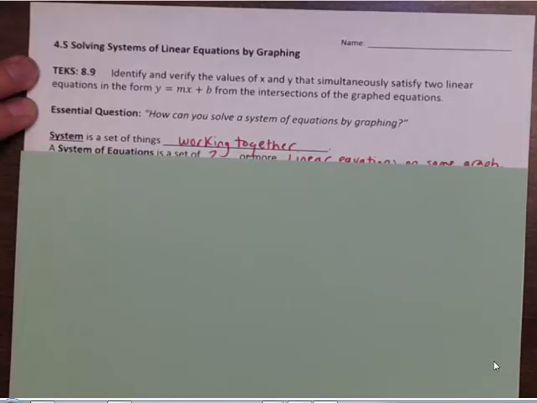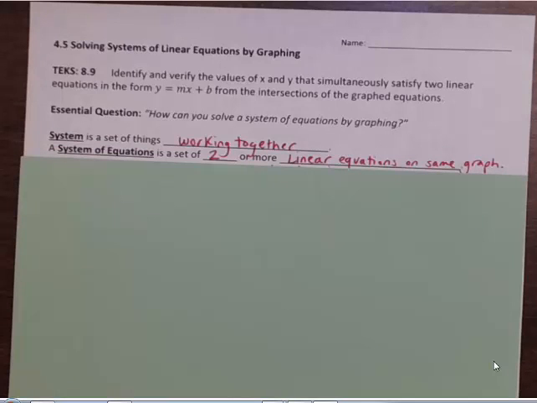So the definition of a system of equations is when we have at least two, so two or more linear equations on the same graph. So a system of equations is really just a system of linear equations, two or more equations on the same graph.